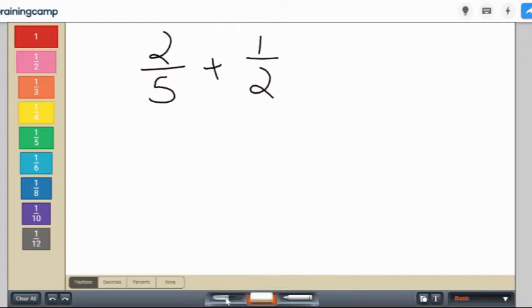We're going to start building this. So we have 2/5, and then 1/2. Right off the bat, students should realize that they can't add these two fractions together because they are not the same size. So what do we do about that? We have to create fractions that are equivalent to 2/5 and 1/2.